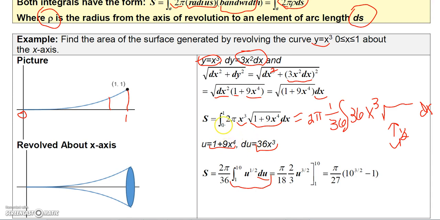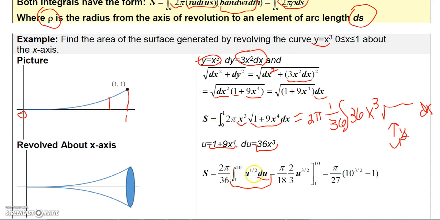Now, I know it says 0 to 1, but right here, since I'm doing it in terms of u, plug 0 in for x here, and you get u equal 1, and then plug 1 in for x, and you get u equal 10. So in terms of u, the limits of the integral would be from 1 to 10.